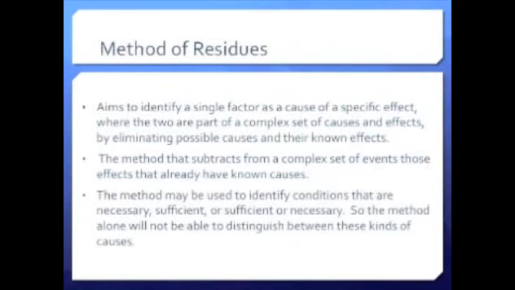Our next method is the method of residue. This method aims to identify a single factor as a cause of a specific effect, where the two are a part of a complex set of causes and effects. It does so by eliminating possible causes and their known effects. It subtracts from a complex set of events some causes that are already known to have certain effects. Furthermore, this method may be used to identify conditions that are necessary, sufficient, or necessary and sufficient.